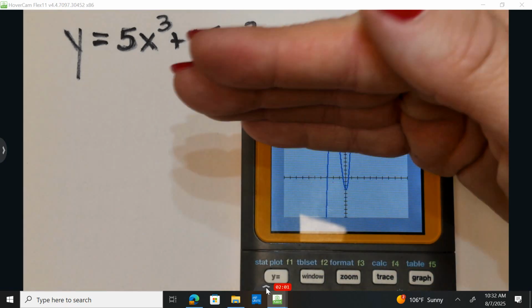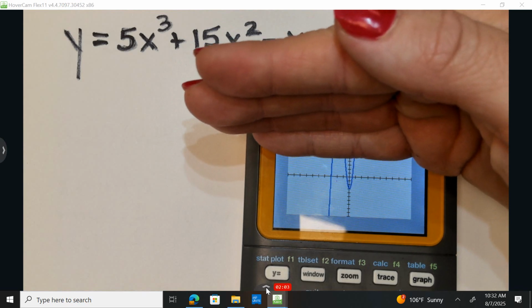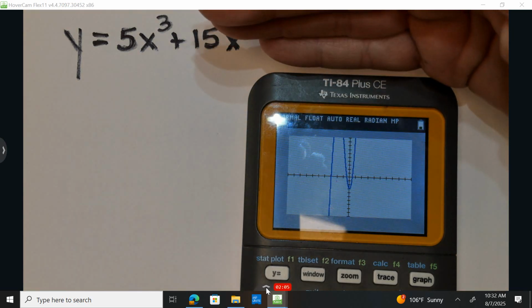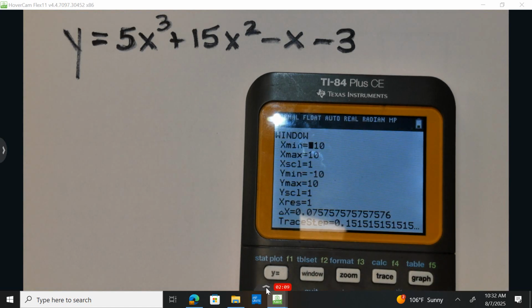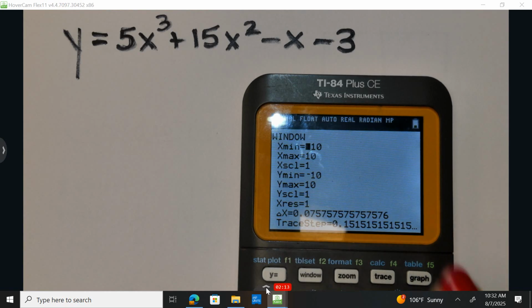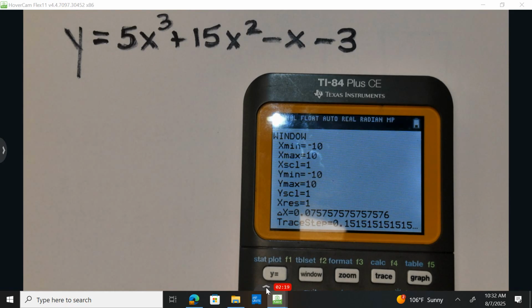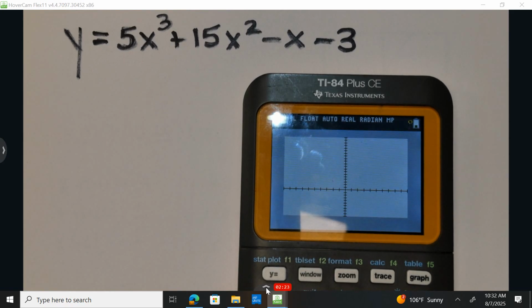Like, pretend this is a curtain. Wouldn't it be nice if we could just pull the curtain up a little higher? Okay, so what we're going to do is we're going to hit Window. And right now the Y is not going high enough for us. Right now the Y is only going to 10. So you may be thinking, Ms. Bradley, how do you know how high to go? It's just like a guess and check. Let's try 20. So I'm only changing the Y maximum. It's like I'm raising the curtain up to 20. Okay, I can see it.